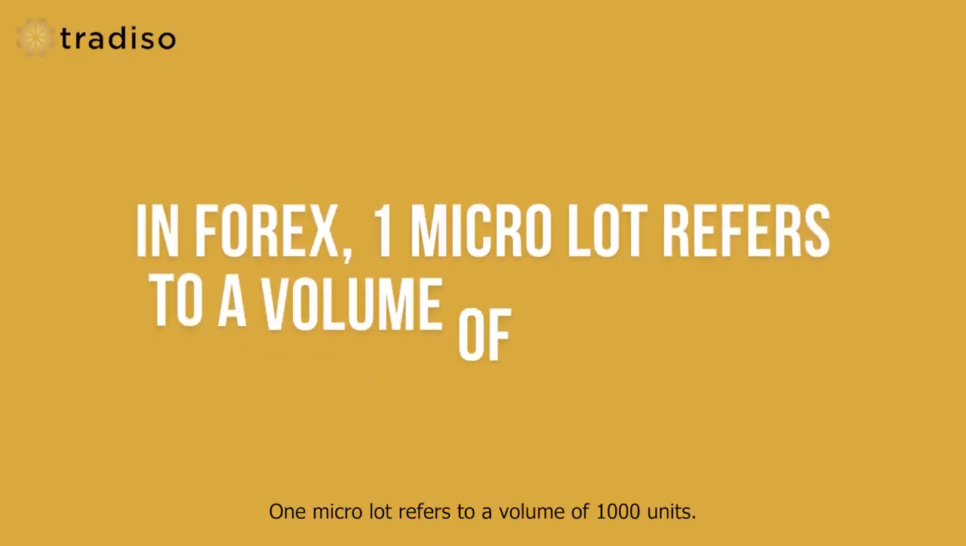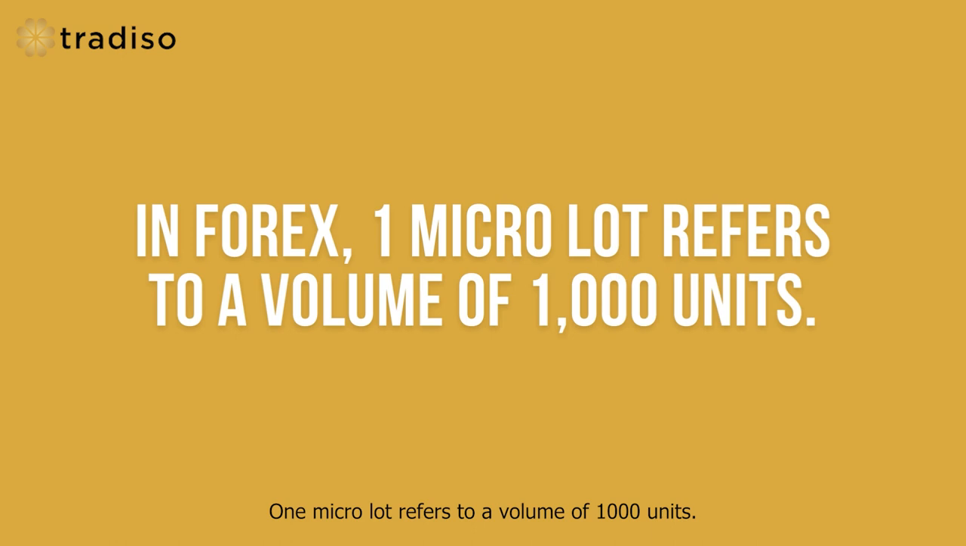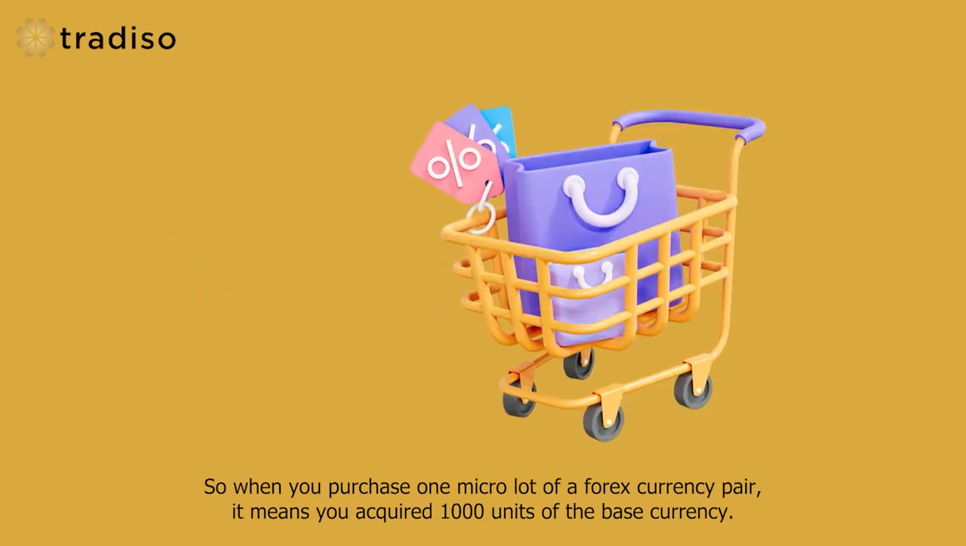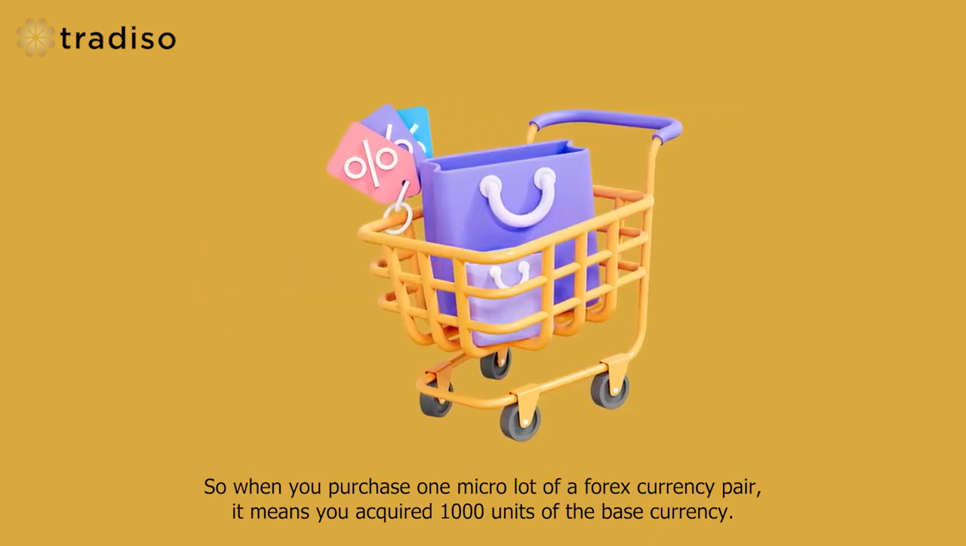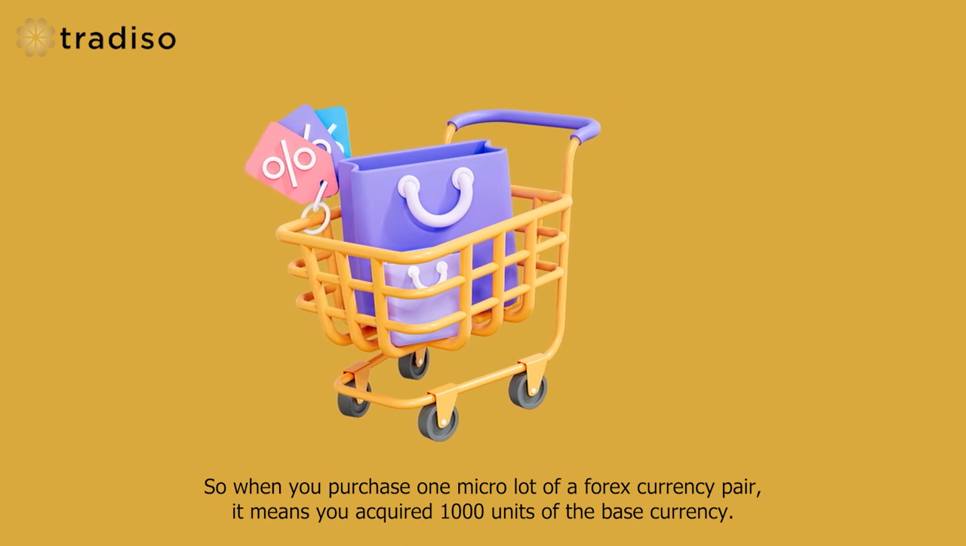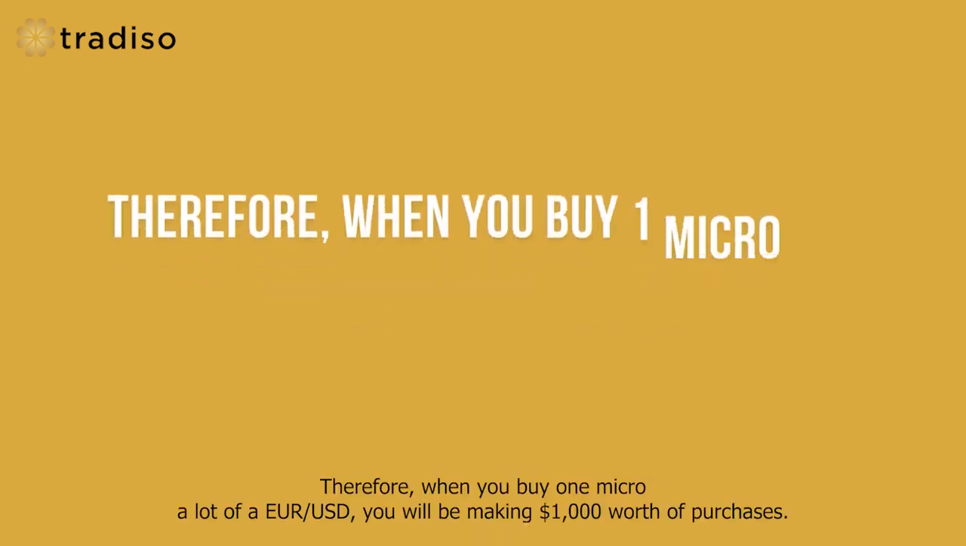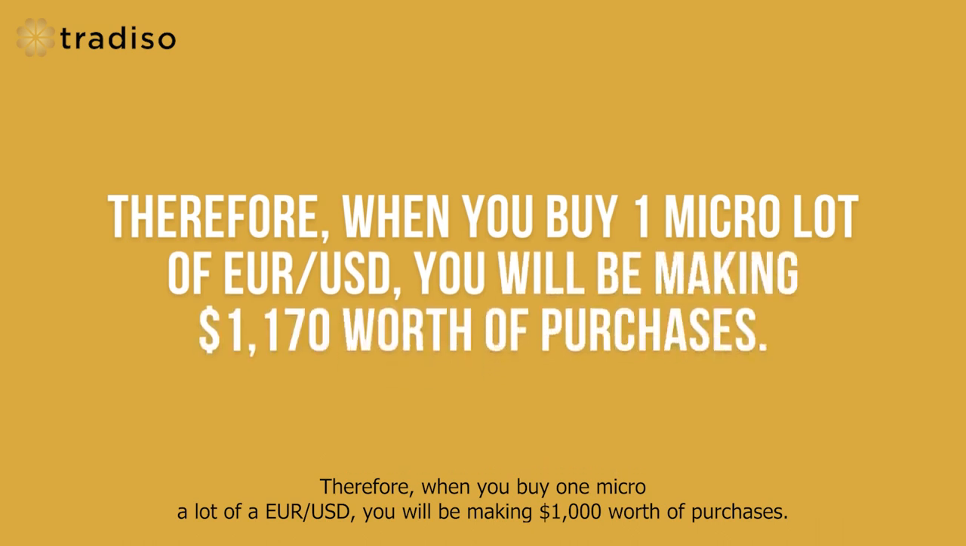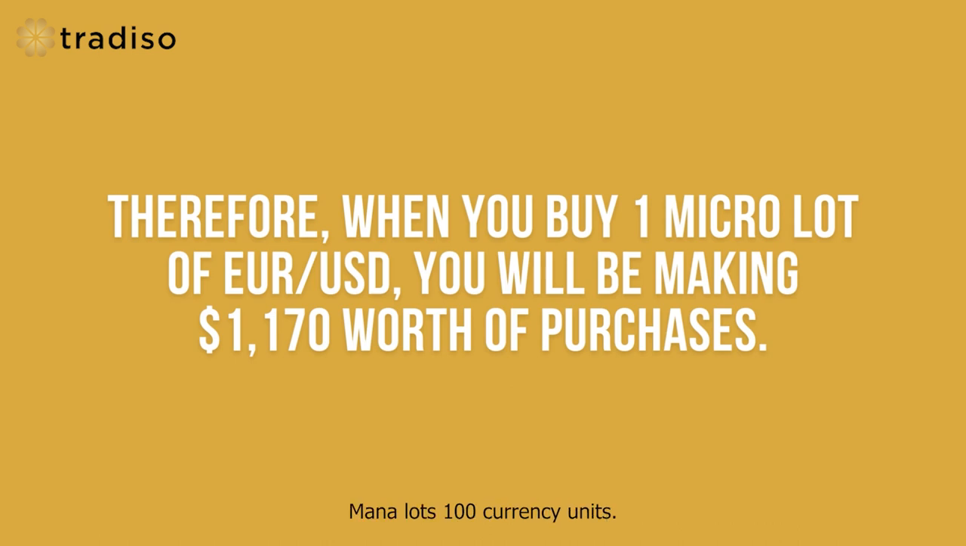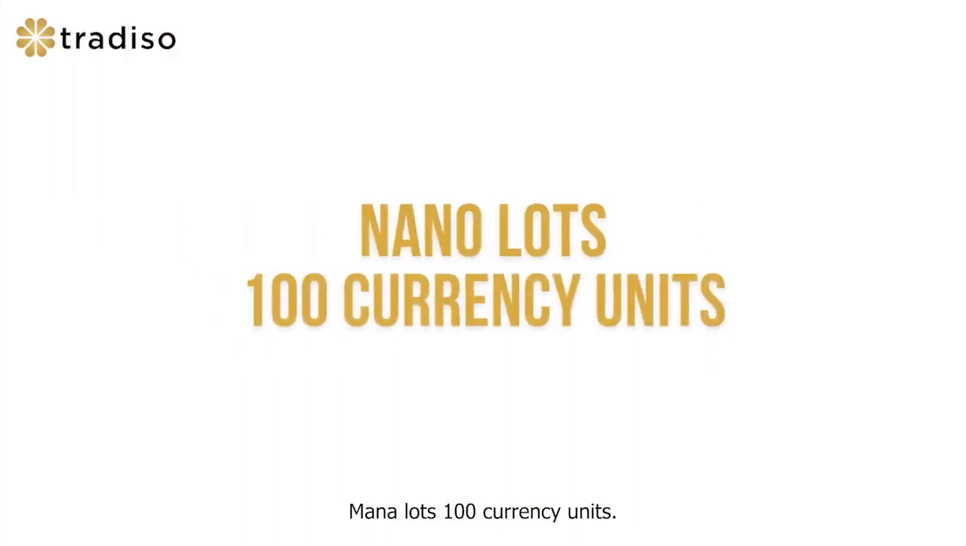In Forex, 1 micro lot refers to a volume of 1,000 units. So, when you purchase 1 micro lot of a Forex currency pair, it means you acquired 1,000 units of the base currency. Let's assume you want to buy a EUR/USD, and the exchange rate is 1.17. Therefore, when you buy 1 micro lot of EUR/USD, you will be making $1,170 worth of purchases.